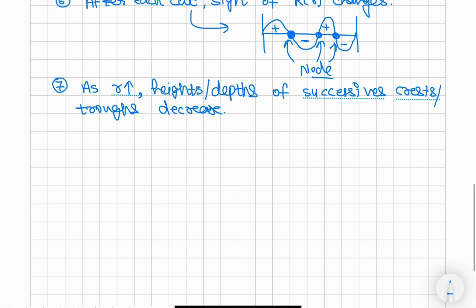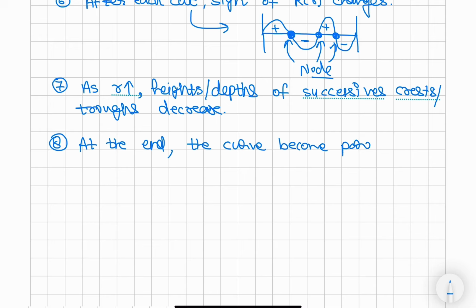And the last point is point number 8. At the end, the curve becomes parallel to the x-axis. The curve becomes parallel to the x-axis. Okay.